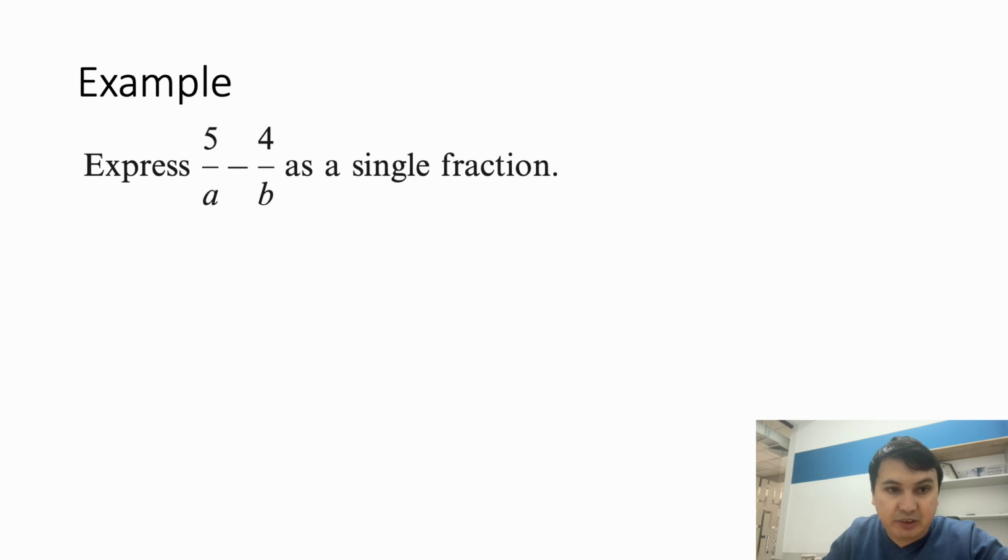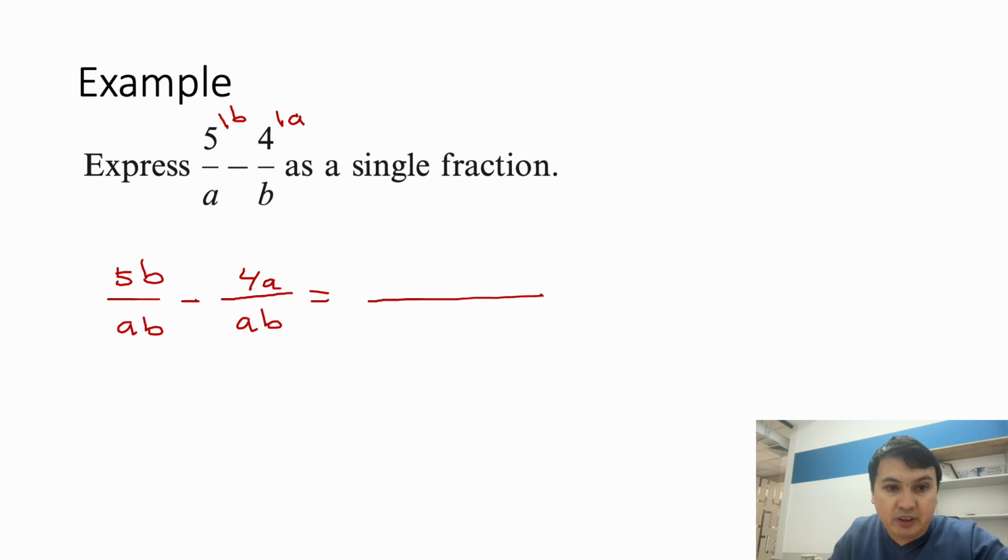It's a times b, right? Here I need to multiply by b, and here I need to multiply by a. What do I get then? Here I get 5b, and here ab, minus, what do I have here if you multiply it? ba or ab. Here it's 4a.